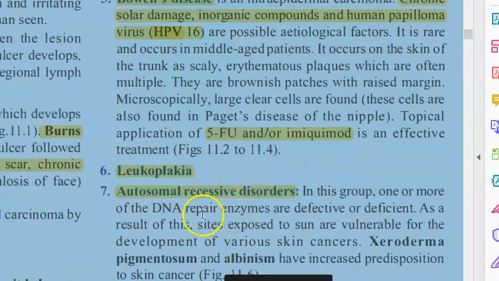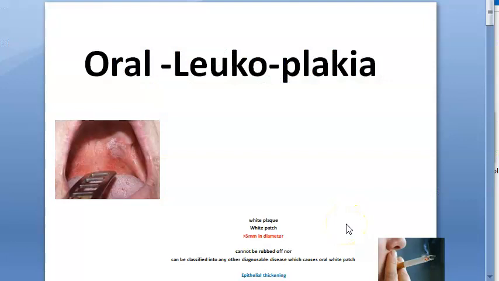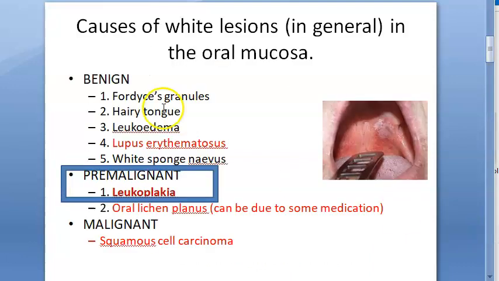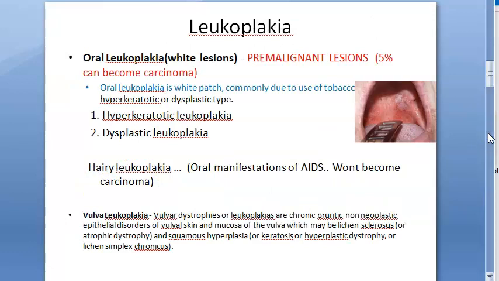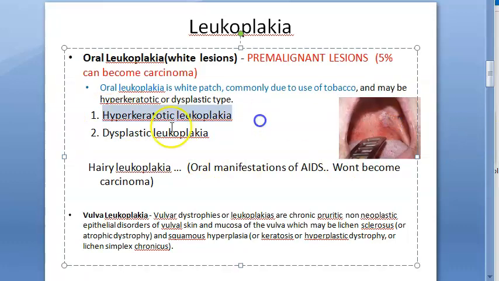Then coming to leukoplakia, this is very important. You have seen leukoplakia in the oral cavity, etc. Basically, if you cannot rub it off or you cannot classify it into any other disease. We have also seen this in the larynx in ENT, right? So it's a pre-malignant condition. Remember, it's marked here also as a pre-malignant condition. So basically, it can become carcinoma. In that, you have two types: the hyperkeratotic leukoplakia and the dysplastic leukoplakia. Just remember, don't get confused with hairy leukoplakia, which is seen in AIDS. That will never become carcinoma. We are not talking about that.